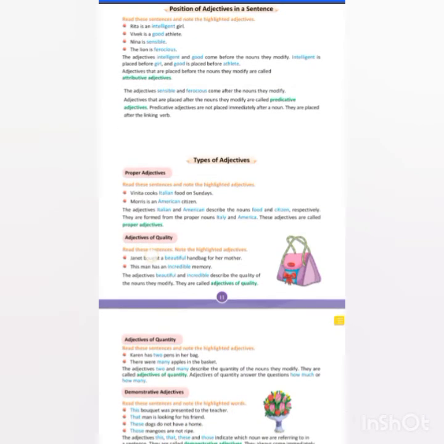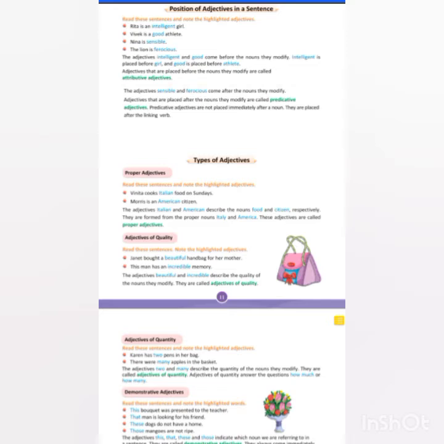And second, we will see about Nina and the lion. For those examples, the adjectives sensible and ferocious come after the nouns they modify. They modify Nina and the lion. So adjectives that are placed after the nouns they modify are called predicative adjectives. So predicative adjectives, you will remember, come after the nouns, and attributive come before the nouns.